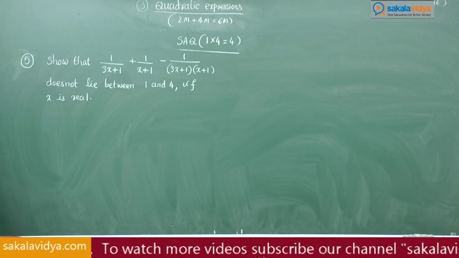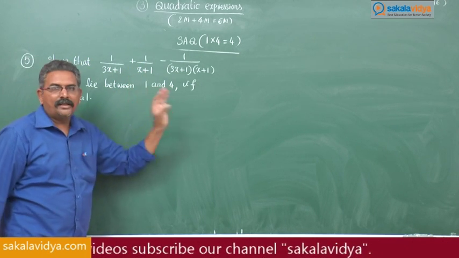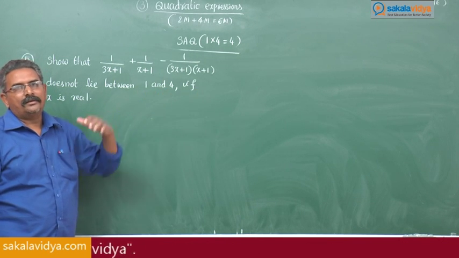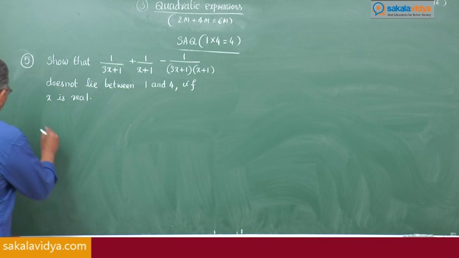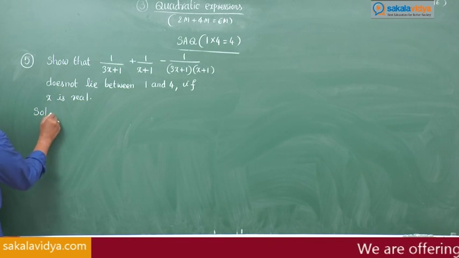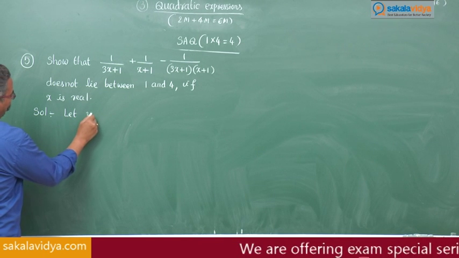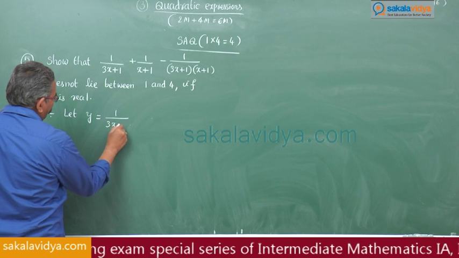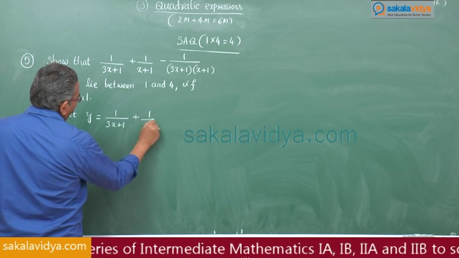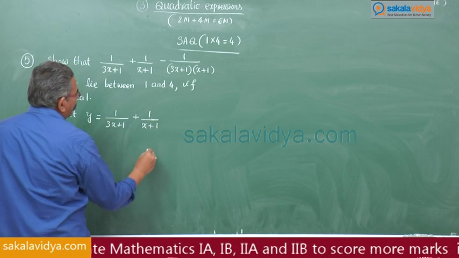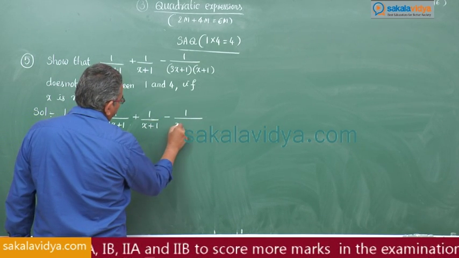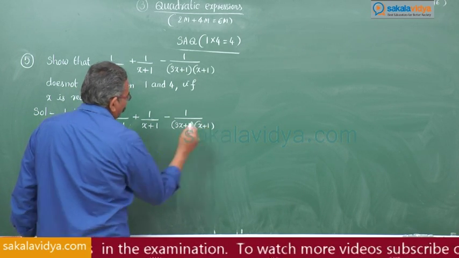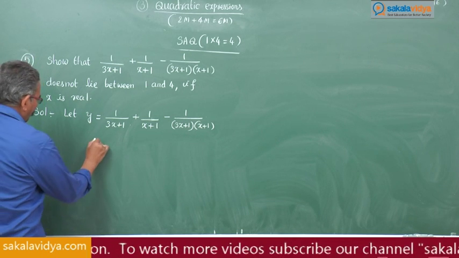So that means this expression does not lie between 1 and 4. We have to prove that for every x belonging to R. So let us say y is equal to 1/(3x+1) + 1/(x+1) − 1/((3x+1)(x+1)).